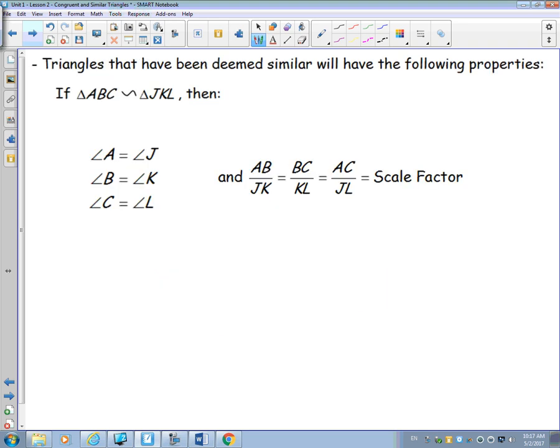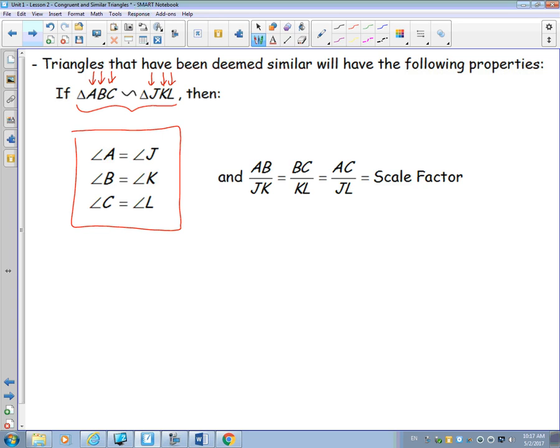Okay, so once we know things are similar, we have the 2 ways of proving it: all the same angles, or that scale factor. There's some other things we can prove. If the triangles are similar, then angle A has to be the same as angle J, following mathematical sameness. B has to go with K, and C has to go with L. We show that right here.